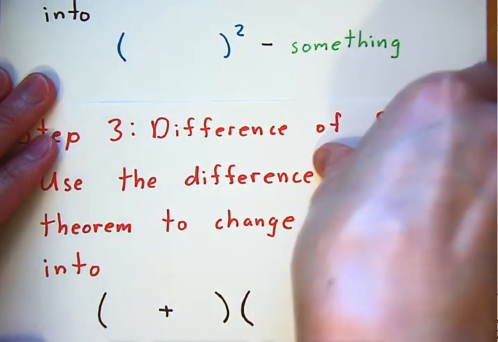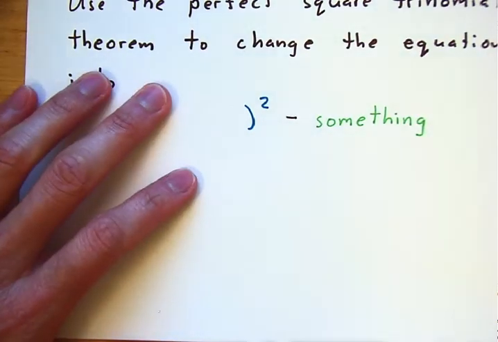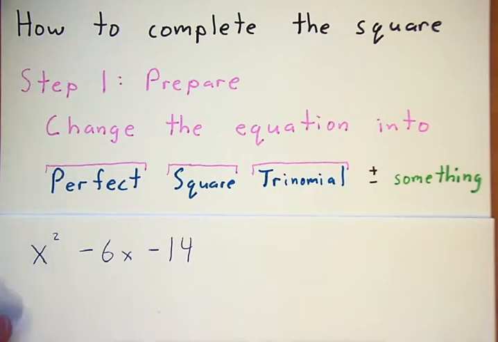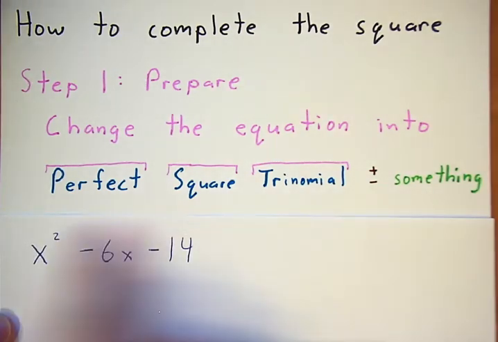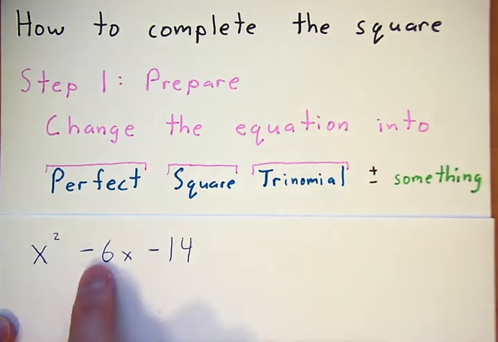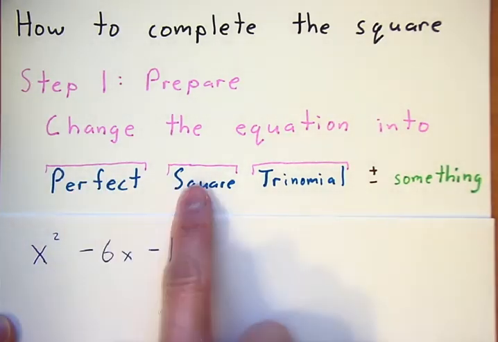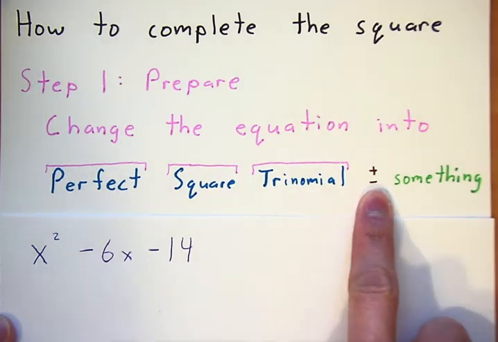Let's do an example of all this. So let's go back to step 1. Let's do an example of how to complete the square using this equation right here. So I'm going to complete the square for x squared minus 6x minus 14. Step 1, I'm going to change this into 3 terms that is a perfect square trinomial with either a plus or a minus and then a number.